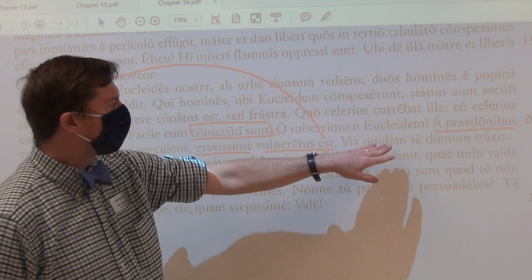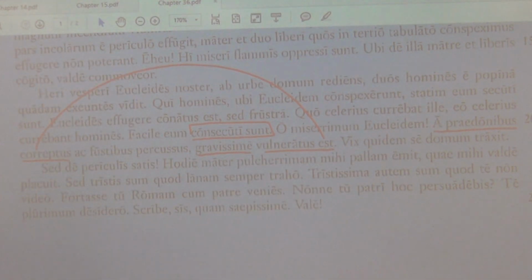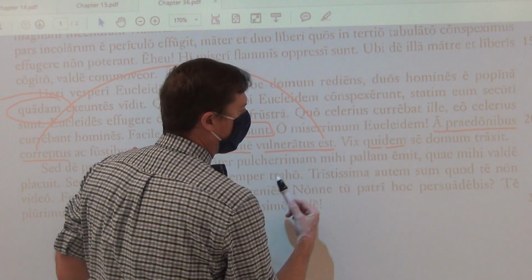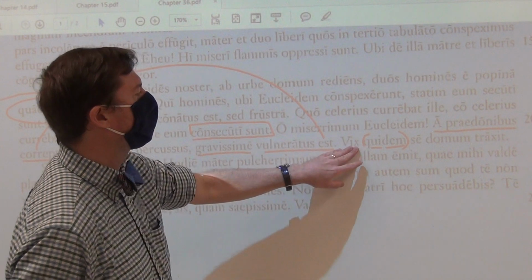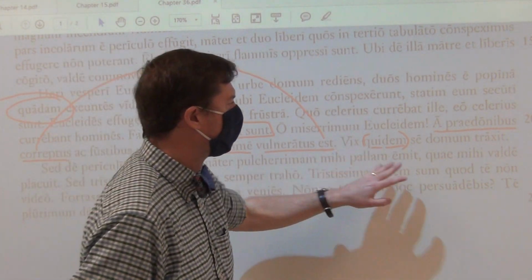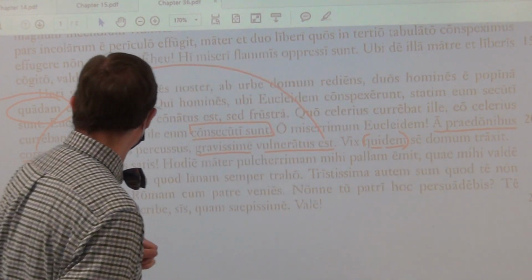Indeed. Please note that quidem is not the same as quidam with the DAM. That would be a certain, with the DAM on the Q word, but with a DEM on the QUI, that's just an adverb that means indeed. Indeed, scarcely, barely weeks, he dragged himself home.